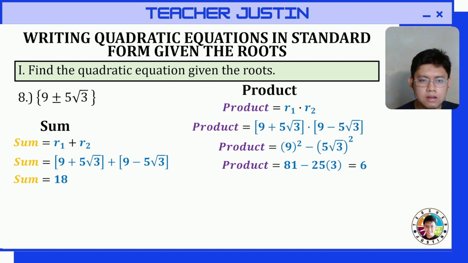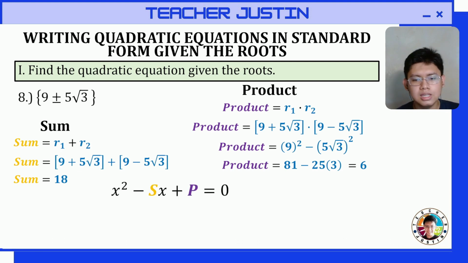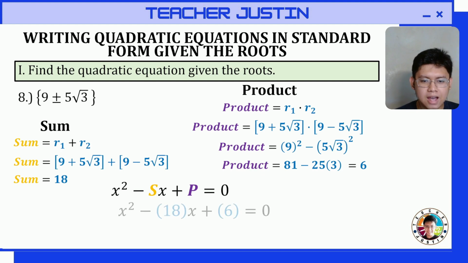So, now that we have our sum and product, we can now use the formula x squared minus sx plus p is equal to 0 in writing our quadratic equation. So, substitute natin yung sum and product natin. So we have x squared minus 18x plus 6 is equal to 0.